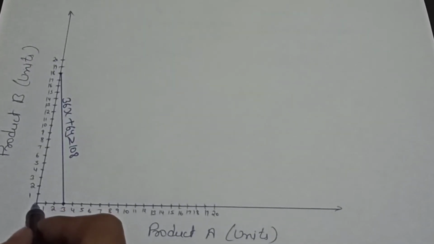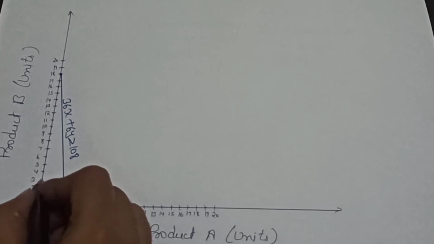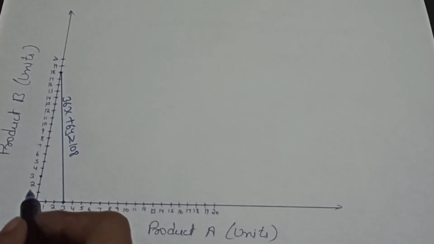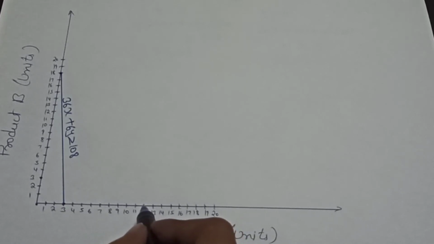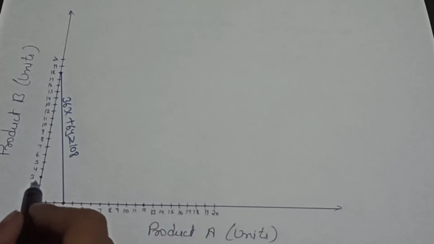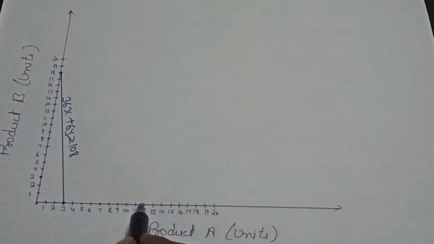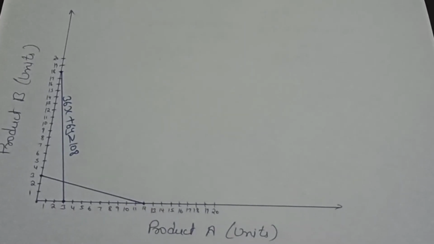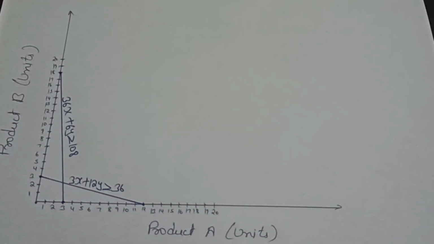As you can see, x is 0 and y is 3. So this is the point. And for the second point, x is 12. So here 12, and y is 0. So this is the point. Now we will join these two points. This point and this point. So we will draw the line like this. So you can see this is the line. Now we will write here the equation. So this is our second equation: 3x plus 12y is greater than or equal to 36.